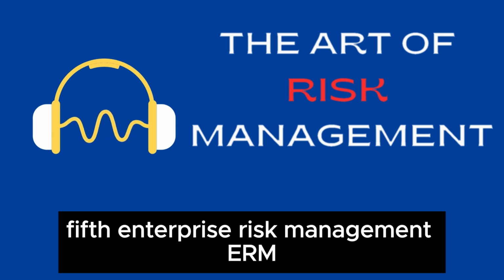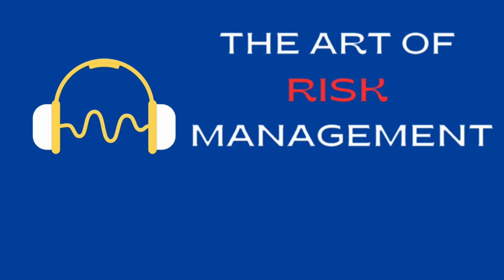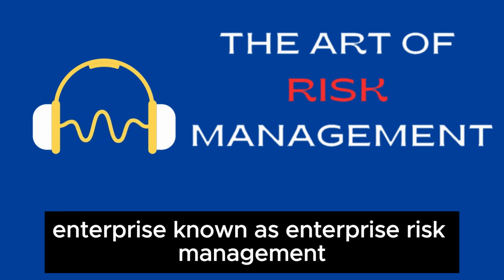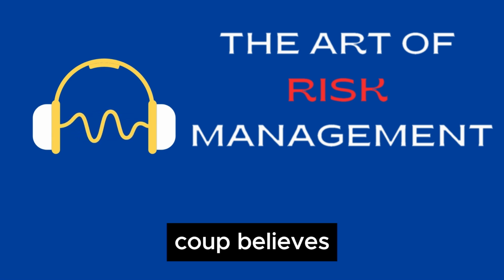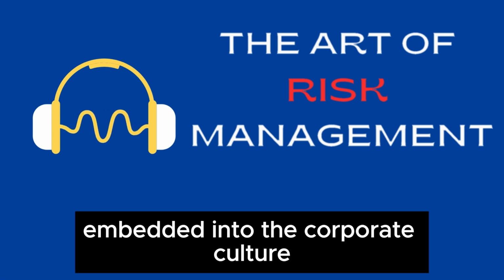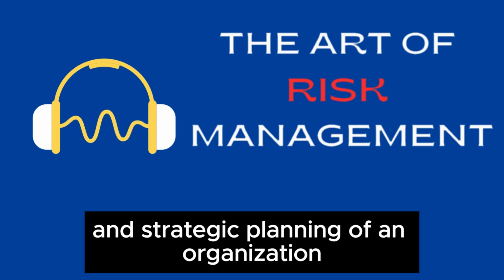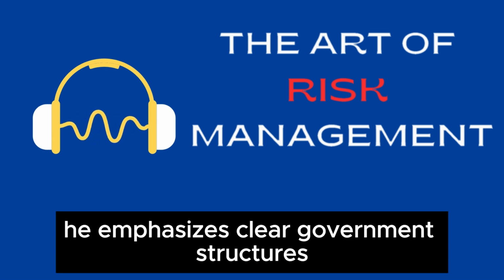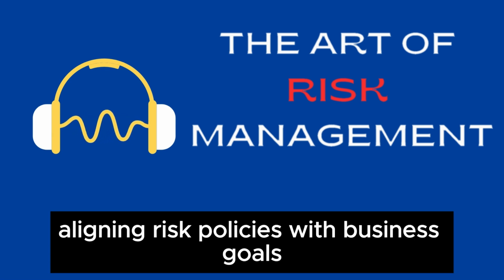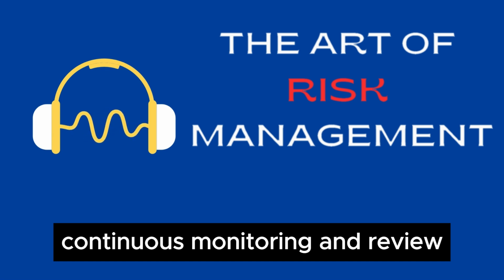Fifth, enterprise risk management, ERM. A central theme in the book is the integration of risk management across the entire enterprise, known as enterprise risk management. Culp believes that risk management should not be siloed in a specific department, but should be embedded into the corporate culture and strategic planning of an organization. He emphasizes clear governance structures, effective communication between departments, aligning risk policies with business goals, continuous monitoring and review.